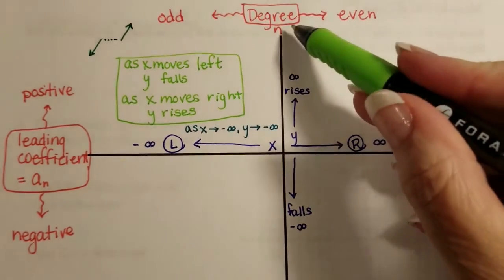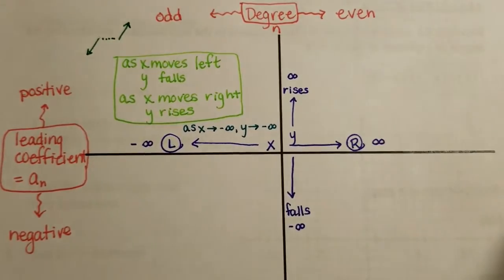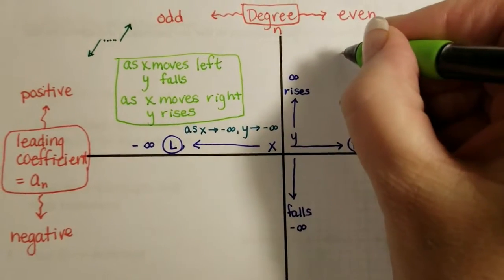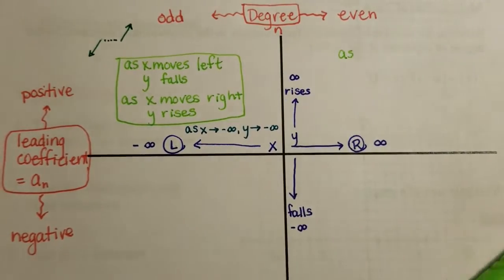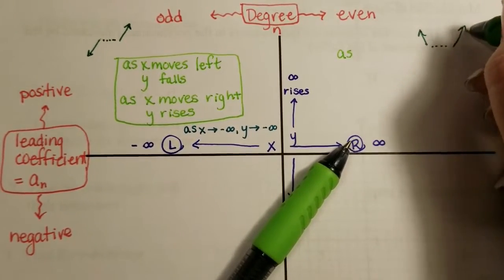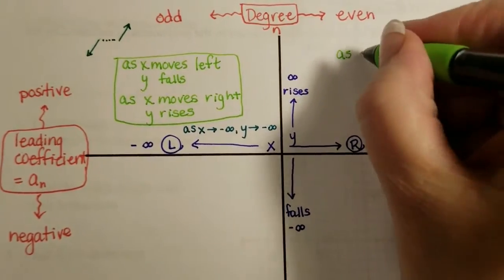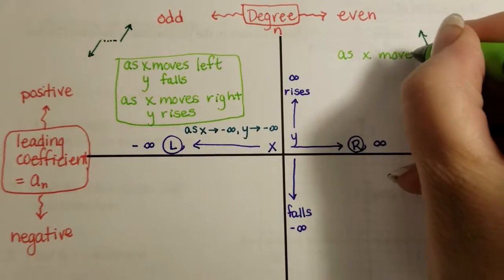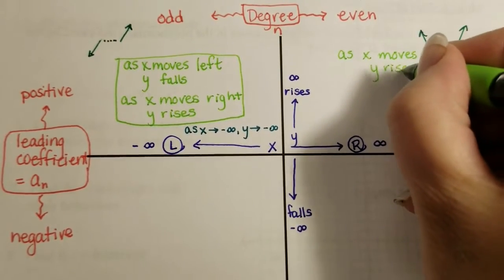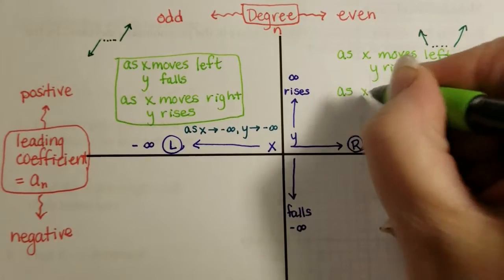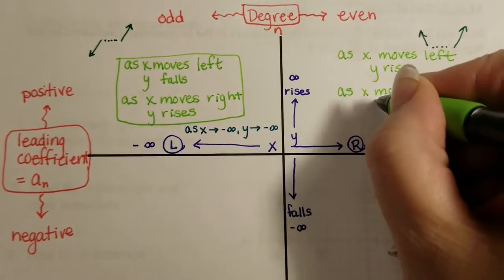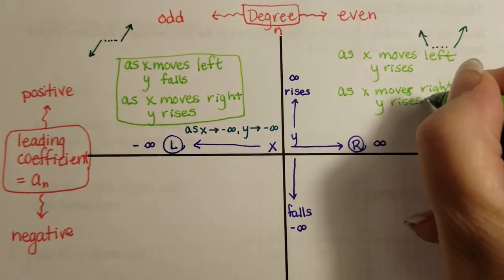Now over here, if the degree of our leading term is even, such as 2, 4, 6, and the leading coefficient is a positive number, first we're going to show you what it looks like. Both sides are going to be going up, kind of like a parabola. So as x moves left, y rises. And as x moves right, y rises. So it rises in both directions.